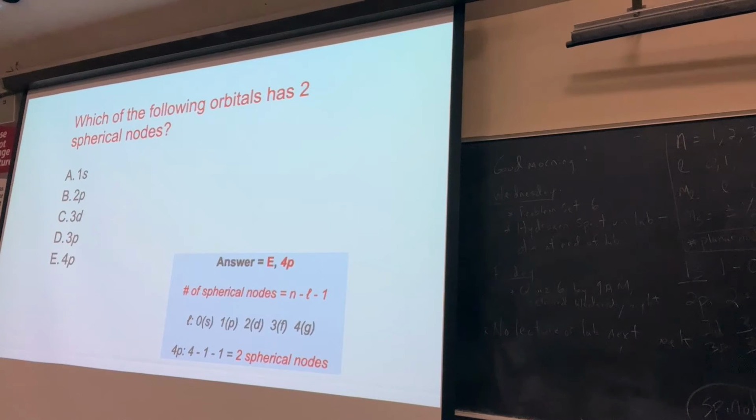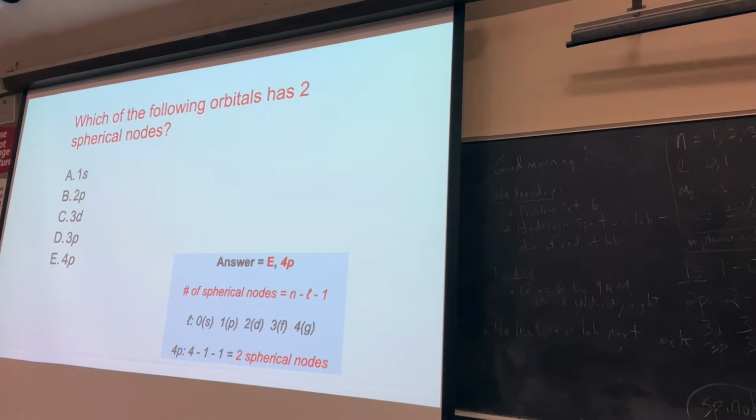Okay, and then you can see in this one, 4 minus L, which is 1, like it was before. 4 minus 1 would be 2 spherical nodes. Sorry, I kind of botched that explanation, but hopefully you get an idea how this works. We were looking for 2 spherical nodes, and I got excited because there was 1 spherical node there. But anyway, this would be the example. So 4p would be the best one.